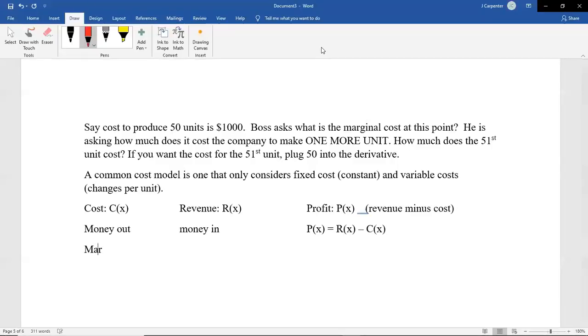So the marginals: marginal cost is C prime of X. And again, that's that curly looking comma. We usually don't make them curly looking when we do it. It's just a straight line. So please associate that correctly. Marginal revenue is R prime of X. And then marginal profit is P prime of X.